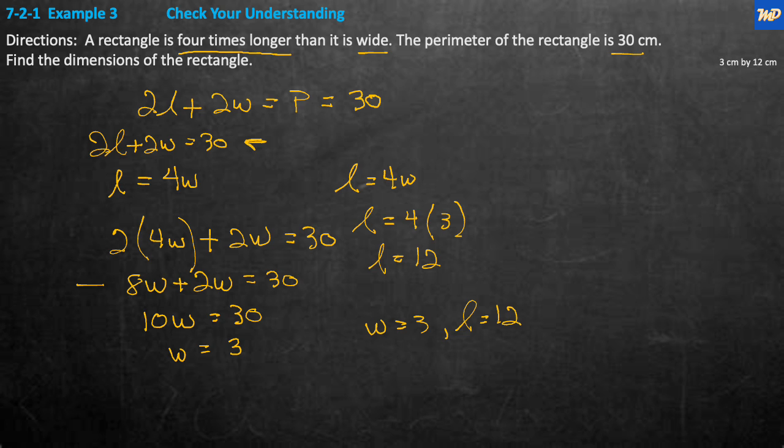And if you substitute that back, you're going to find out, if I substitute a 3 in here, I'm going to get L, 12, is equal to 4 times 3, which is 12. Perfect. Okay.